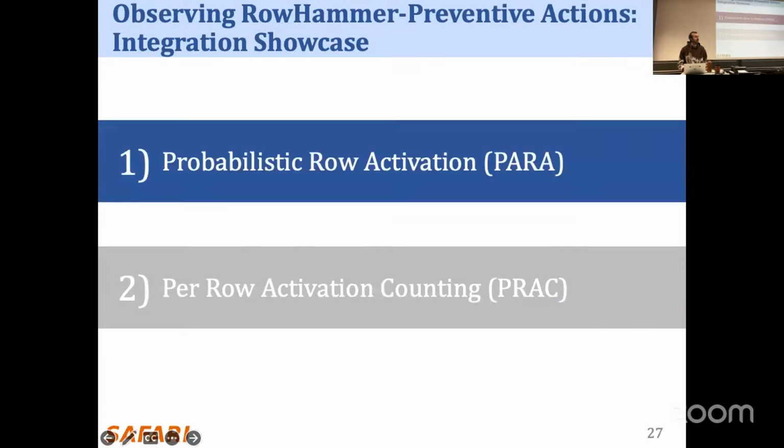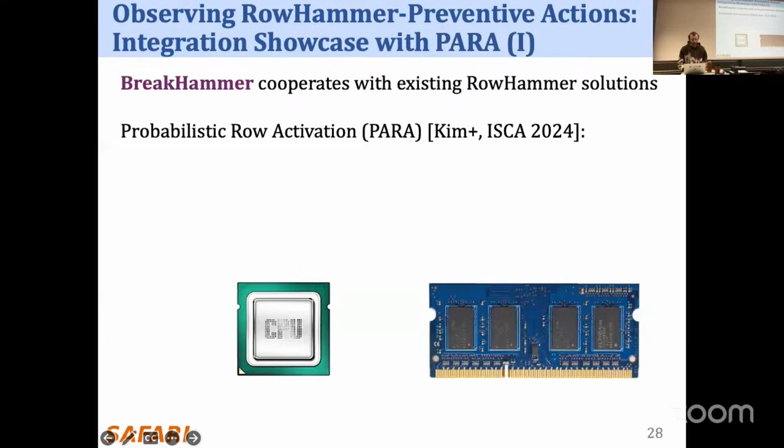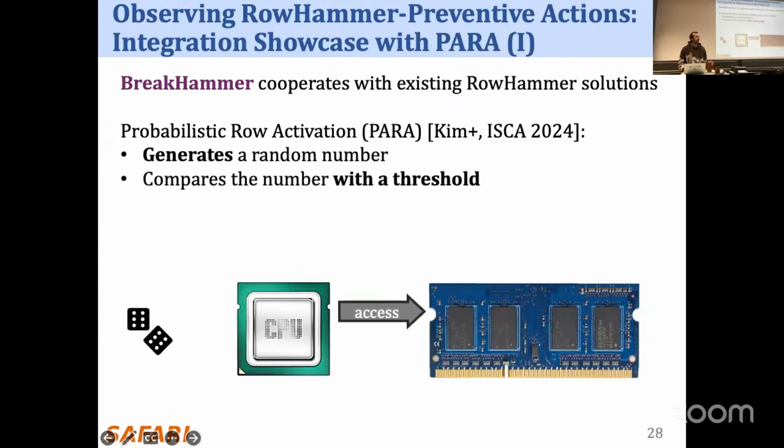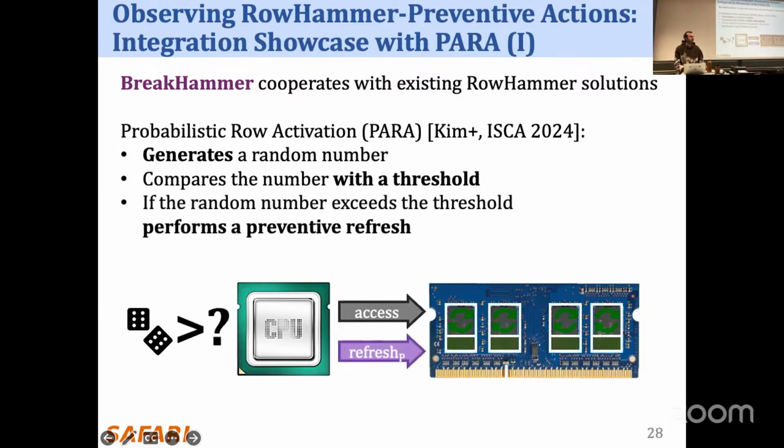First is probabilistic row activation, or PARA. I'll describe how PARA works briefly. Whenever the memory controller activates a DRAM row, PARA generates a random number and compares it with a threshold. If the generated random number exceeds the threshold, PARA performs a RowHammer preventive refresh on the activated row.